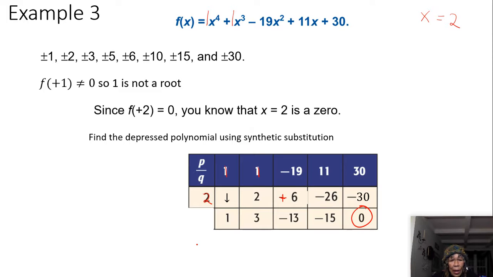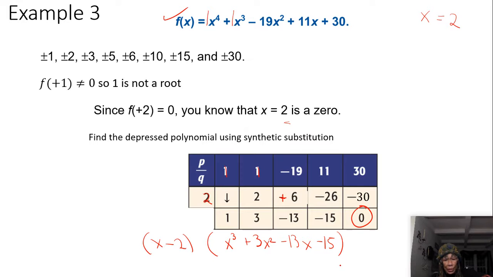And then it was a 4th, so now these are cubed. This starts off with x cubed plus 3x squared, because I divided by x, minus 13x minus 15. And that is my depressed polynomial. And if I actually multiplied it out, I would have x minus 2. Remember the opposite sign from the 0 times this would give me my original polynomial. So that's the first step.